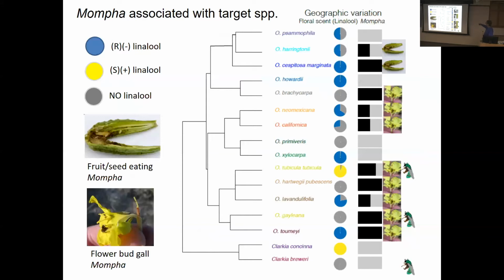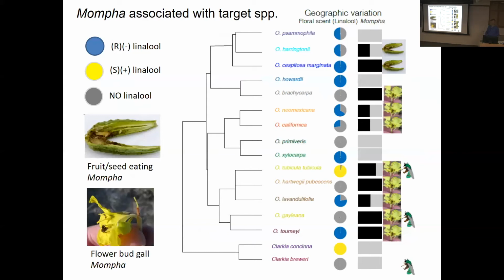And here, the black bars show how many populations in species X have infestation from Mampha. Some species are free of Mampha, others are not. And then we're tracking the different kinds of Mamphas, the flower bud galling ones and the seed capsule galling ones. So the good news is there's an awful lot going on here.